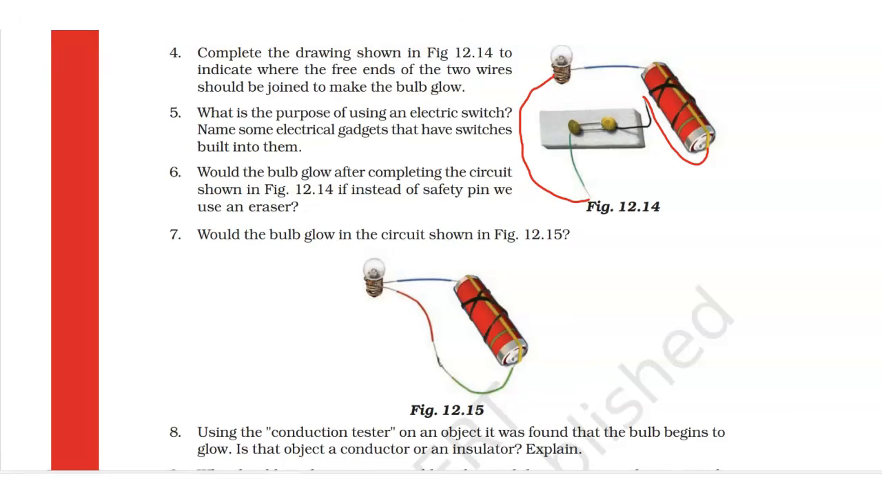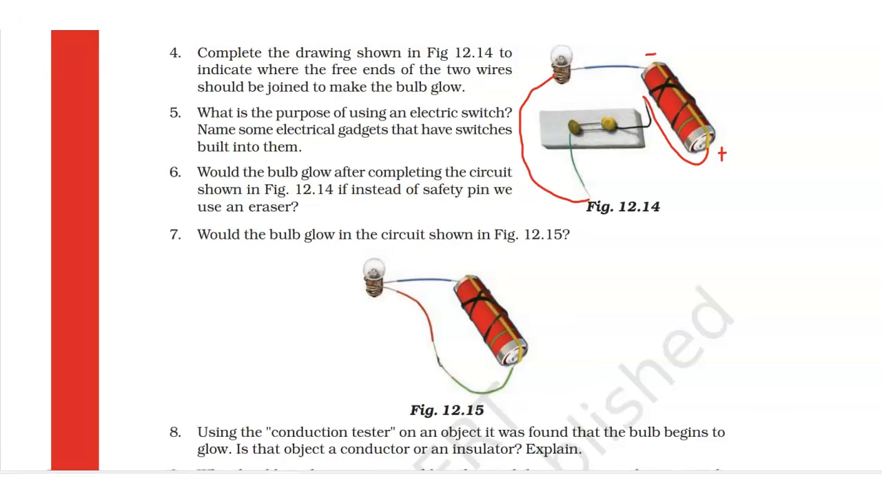You see, both the ends are connected. It's a complete circuit. Positive terminal, negative terminal, all are connected. So now the bulb will glow. Number 5. What is the purpose of using an electric switch? Name some electrical gadgets that have switches built into them.